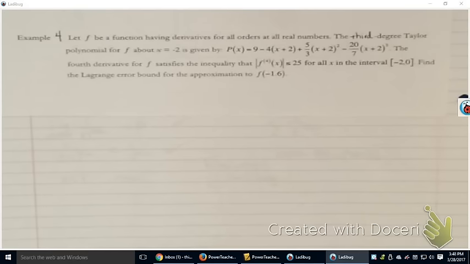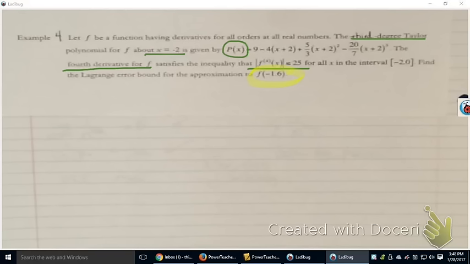Okay, example 4. So here's what we know. We know that the third degree polynomial around x equals negative 2 is this function. So they're giving me what p of x is. They're also telling me that the fourth derivative satisfies this inequality. And we're trying to find the error approximation for f of negative 0.16.